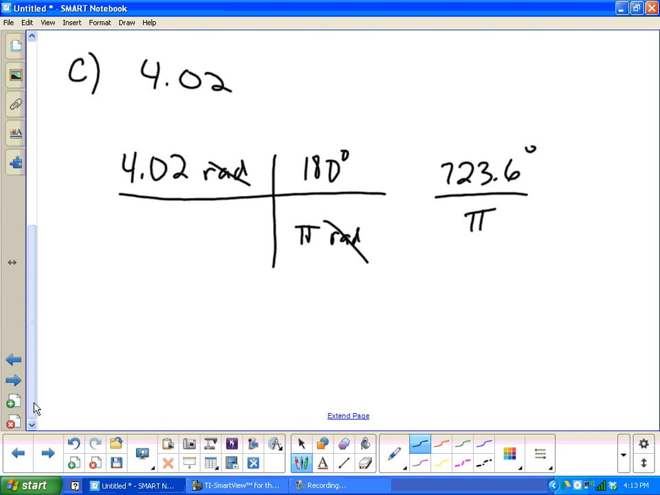Now we still have the pi left on the bottom, and this will be in terms of degrees. I'm not going to leave it like that because, unlike the directions on number 10, the directions here said to round to 1 decimal place if needed. They didn't say leave it in terms of pi. So I'm going to punch in my calculator 723.6 divided by, and then push my pi button. To 1 decimal place, that's going to be 230.3, and that will be in degrees.